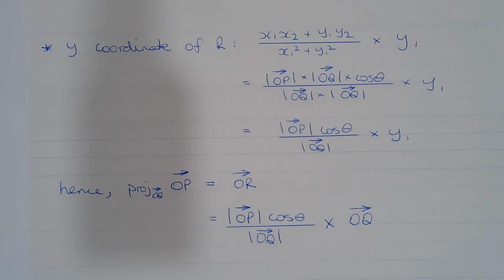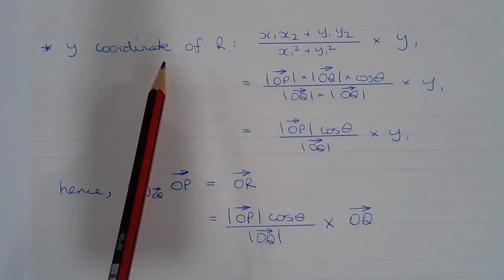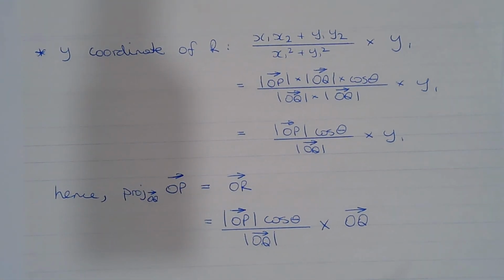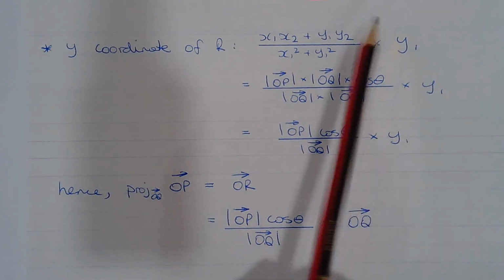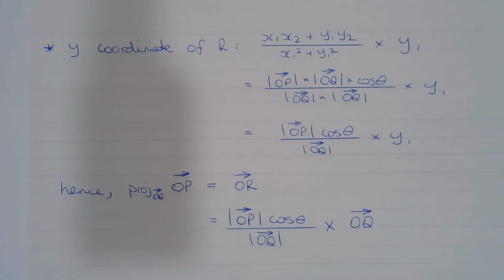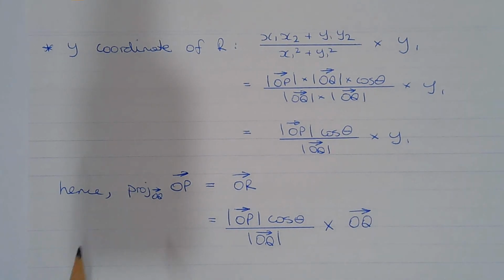Now, in a similar way, the y-coordinate of R, which is equivalent to the y-component of vector OR, is found in a similar way. Hence, the projection of vector OP on vector OQ is in fact vector OR, and that's equal to the magnitude of OP multiplied by cos theta over the magnitude of vector OQ, multiplied by vector OQ.